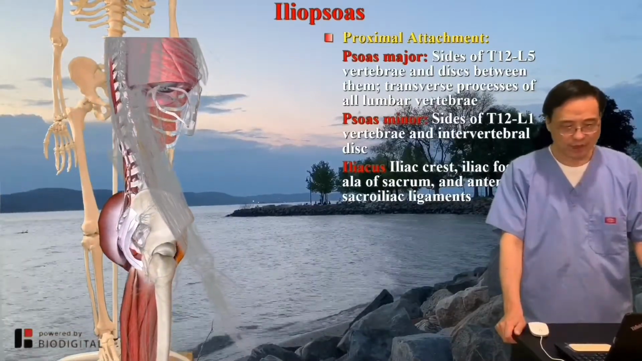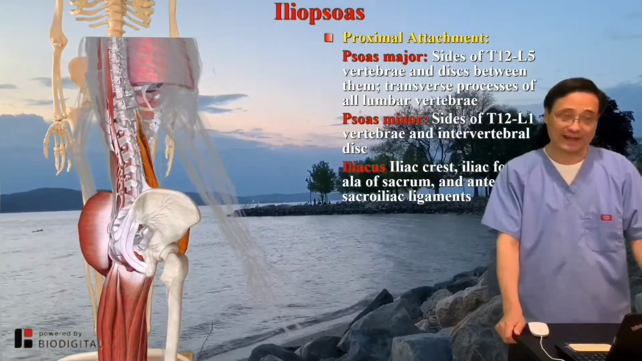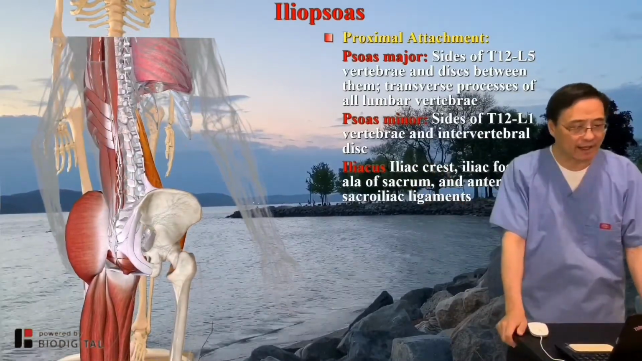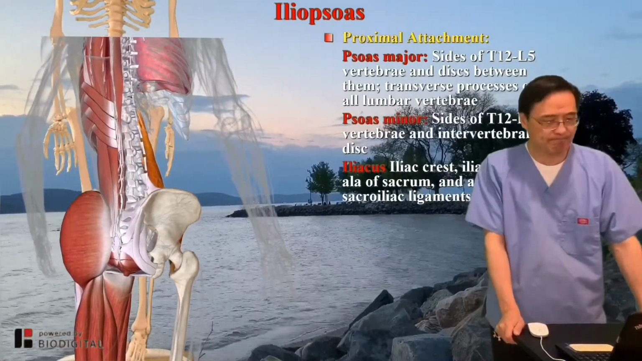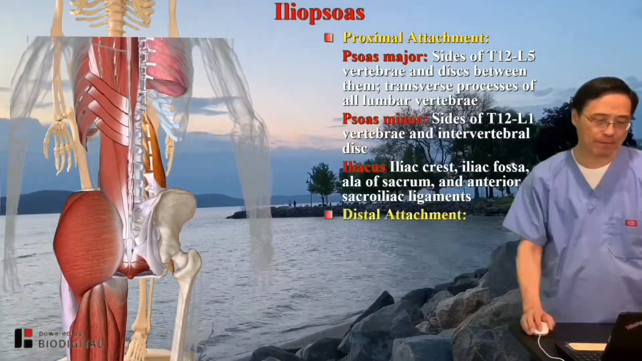Iliacus starts from the iliac crest, iliac fossa, the ala of the sacrum, and the anterior sacroiliac ligament.